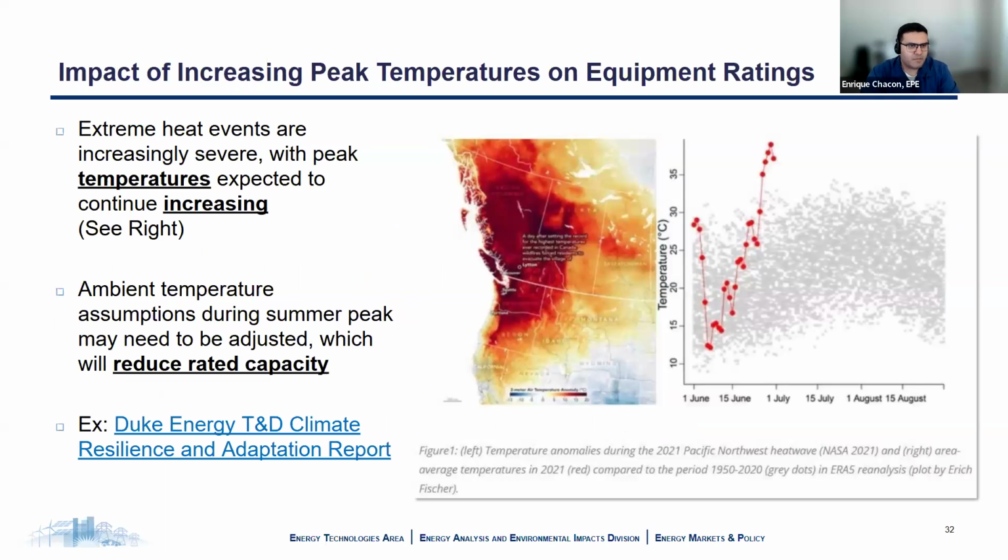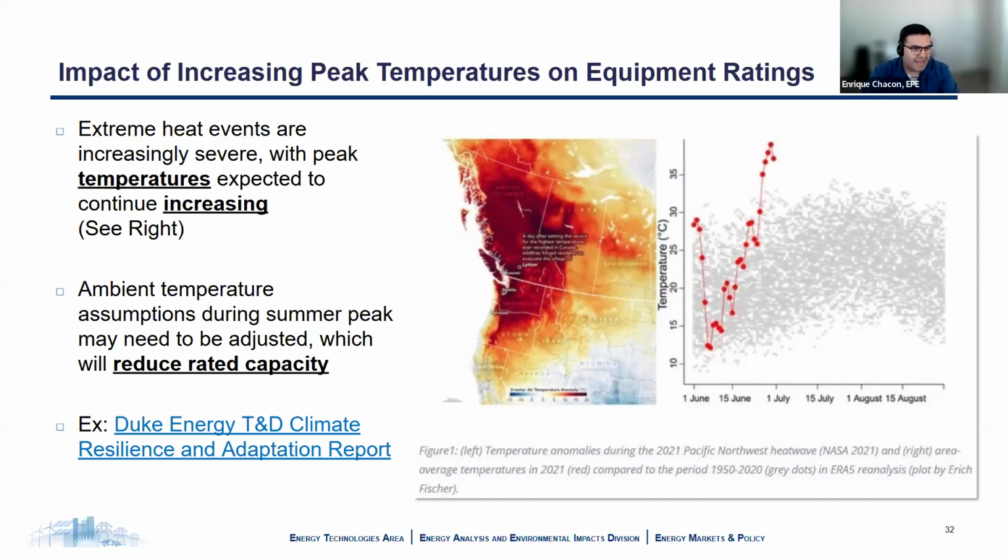Okay. So, impact of increasing peak temperatures on equipment rating. As I mentioned, extreme heat events are increasingly severe, with peak temperatures expected to continue increasing. The graphic here basically shows the increase in heat in this particular region. Looks like the Pacific Northwest and parts of Canada here.